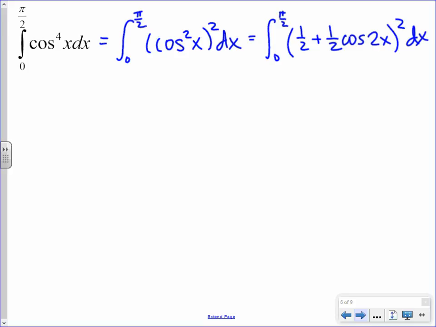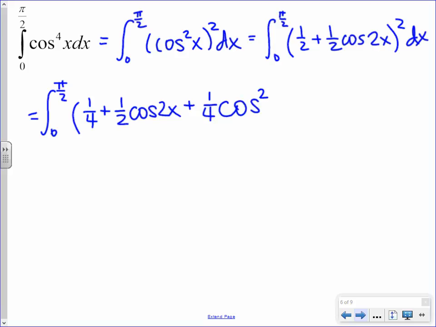All right, so now what are we going to do with that? Why is that 1/2 instead of 1 plus? I just split the fraction into two terms instead of one big fraction. So we're going to have to multiply this out. Okay, so this becomes 1/4 plus 1/2 cosine of 2x plus 1/4 cosine squared of 2x.